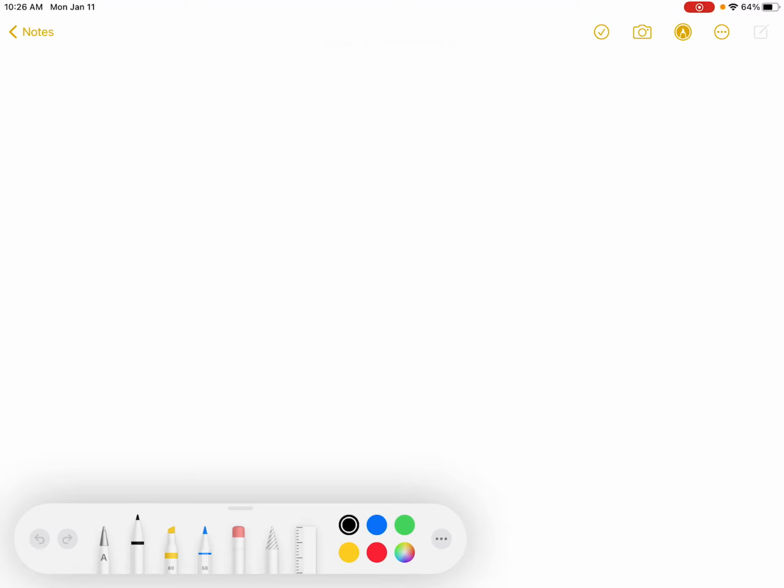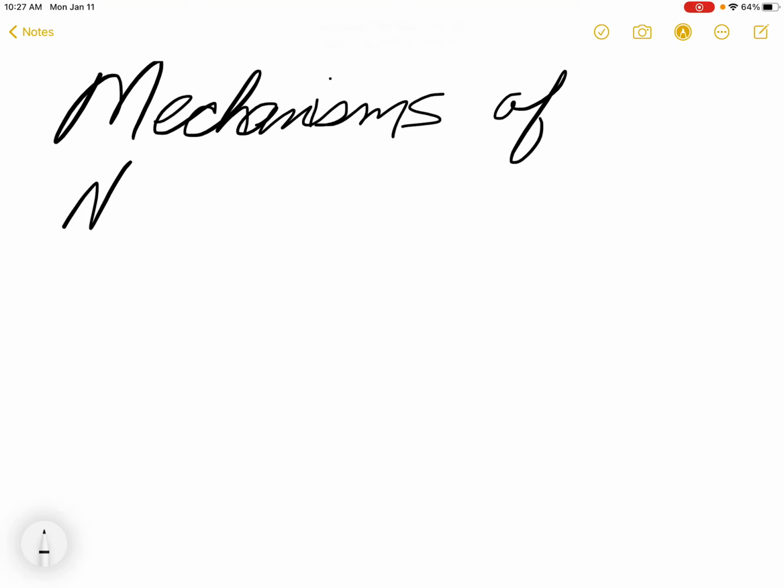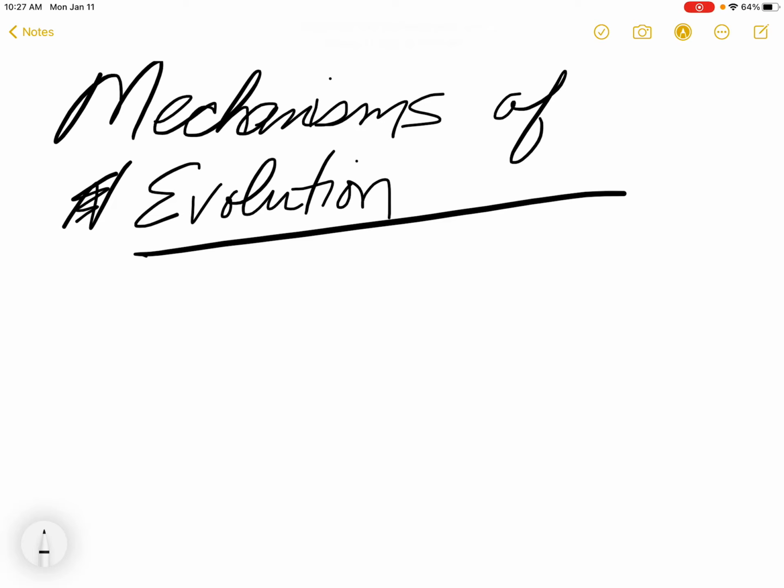All right, folks, mechanisms of evolution, sorry, my mistake. Mechanisms of evolution. Natural selection is essentially one of the mechanisms of evolution.